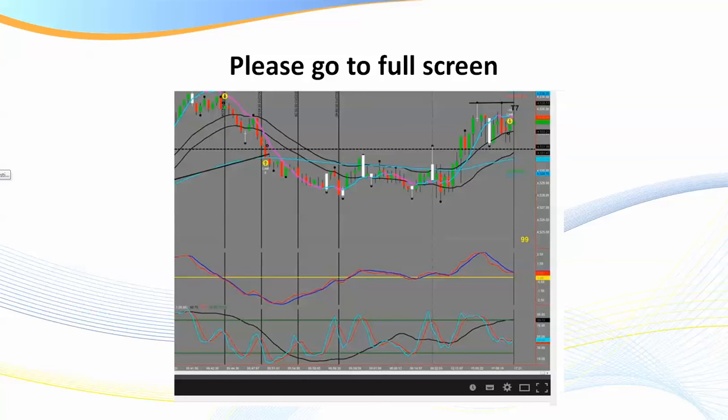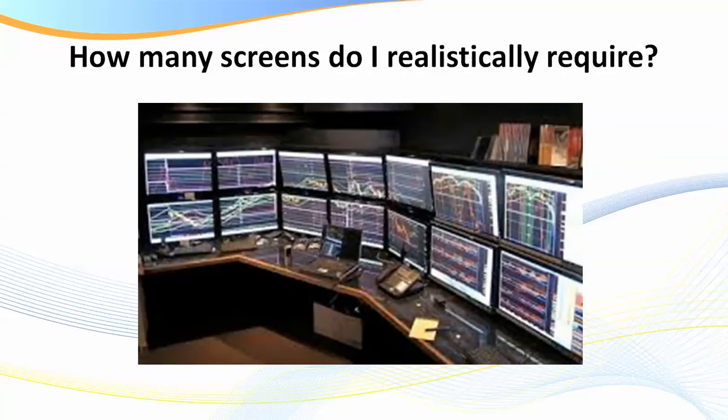So moving right along, one common question I have on a regular basis is how many screens do I realistically require? Well, what we can see on this little picture I got off the internet, we've got someone here that's really in overkill mode. With the professional traders, the prop traders I'm working with, I've seen one prop trader with 8 screens, and quite frankly his focus is really on 2. I have 6 screens set up. My focus is on 2.